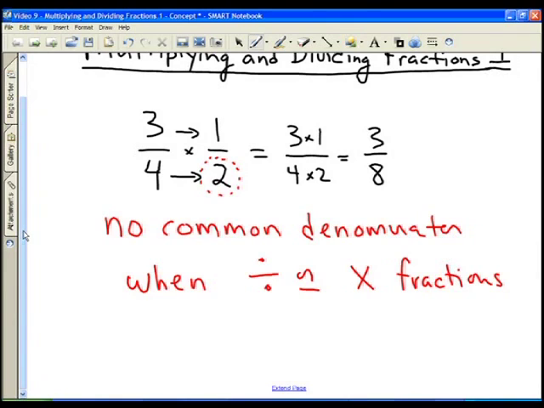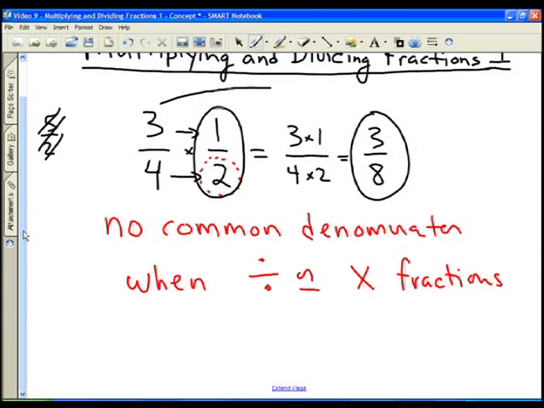And it should make sense to you here that we're multiplying by a fraction that's less than 1, as opposed to a fraction like 5/2, which is a fraction that's larger than 1. When we multiply by a fraction that's less than 1, it should make sense that our answer is smaller. And indeed, 3/8 is definitely smaller than 3/4.